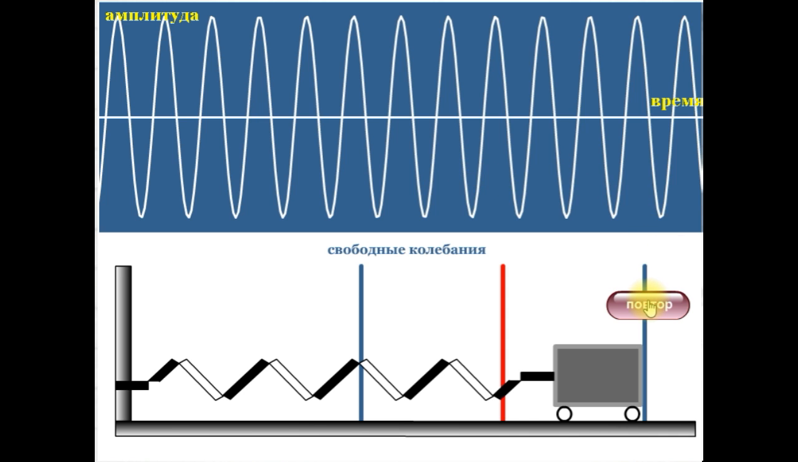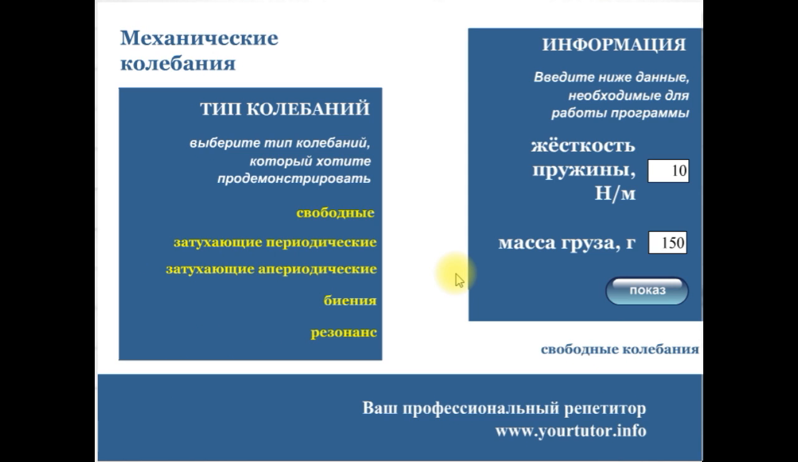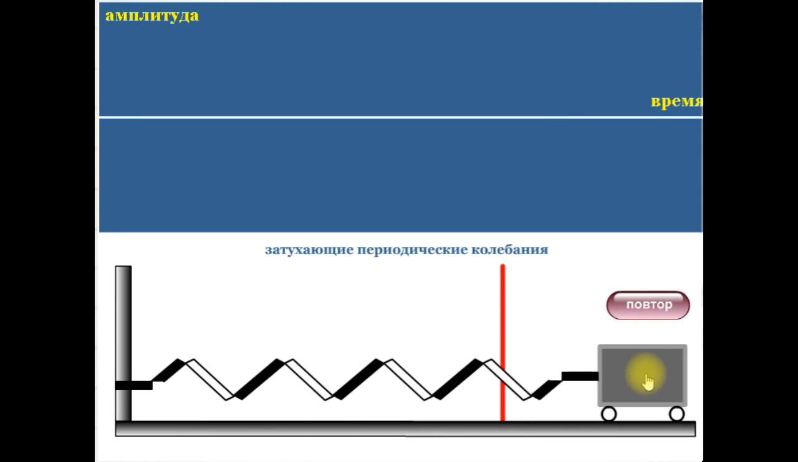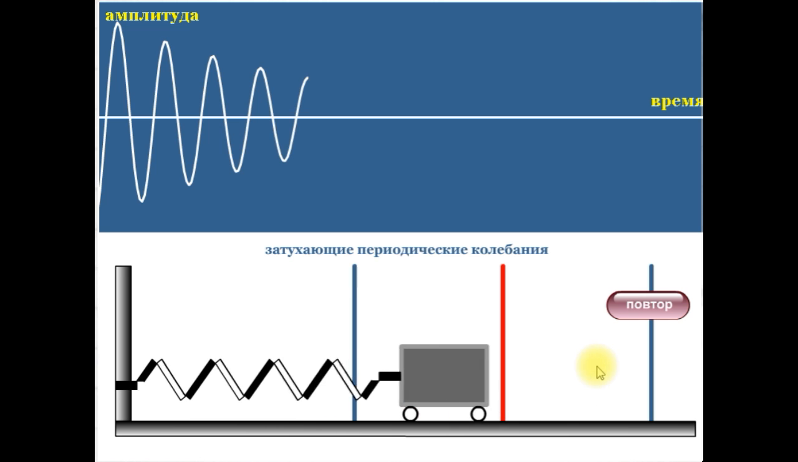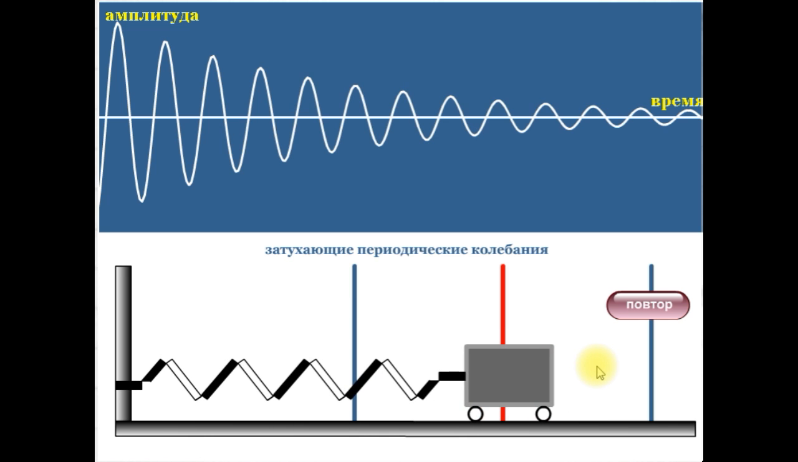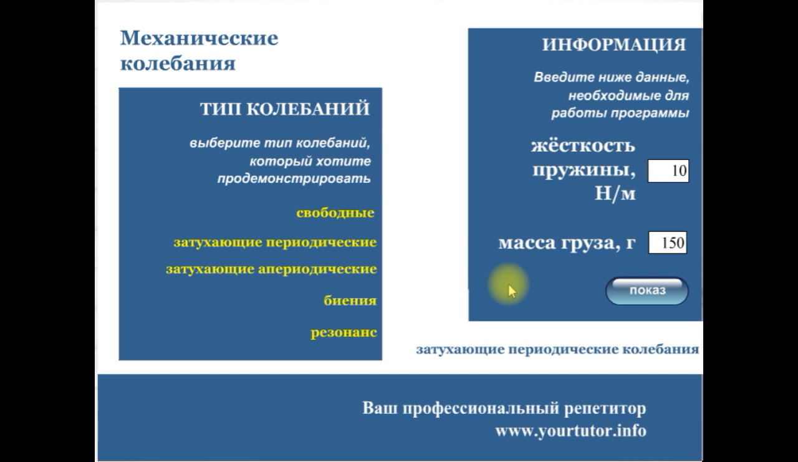Well, what will happen if we add the friction into a system? If the friction is not large, the oscillations remain periodic, but their amplitude gradually decreases. It's called a damping.